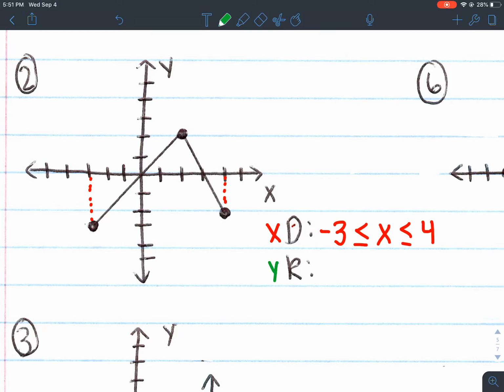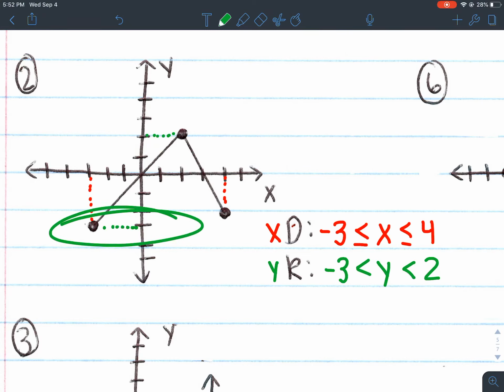All right, now we're going to do our range. We're going to start at the very bottom, and we're going to go to the top. So at the very bottom, the first y value I encounter is -3. And as I keep going up and up, the highest y value I see is a 2. All of my y values are in between that, and so my inequality signs are going to look like this. At both y values, I have closed circles, so I'm going to have equal to on both.